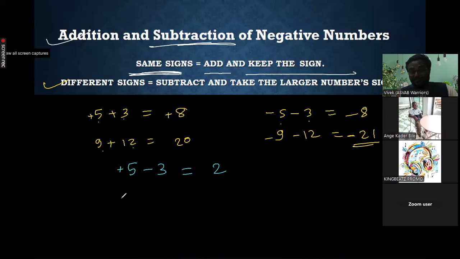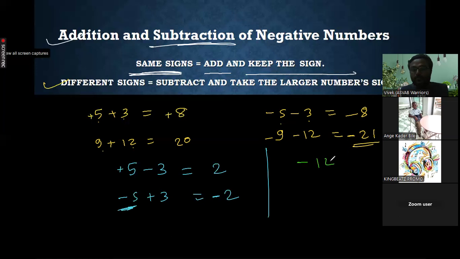Now, if you take it in reverse, negative 5 plus 3. Different signs. You subtract it. You still subtract 3 from 5. So 5 minus 3 is 2, but you need to take the sign of the larger number, which is 5. Let me solve a few more questions for you.